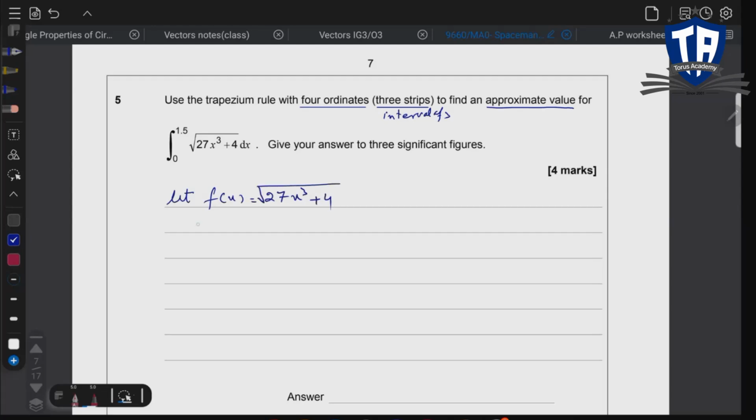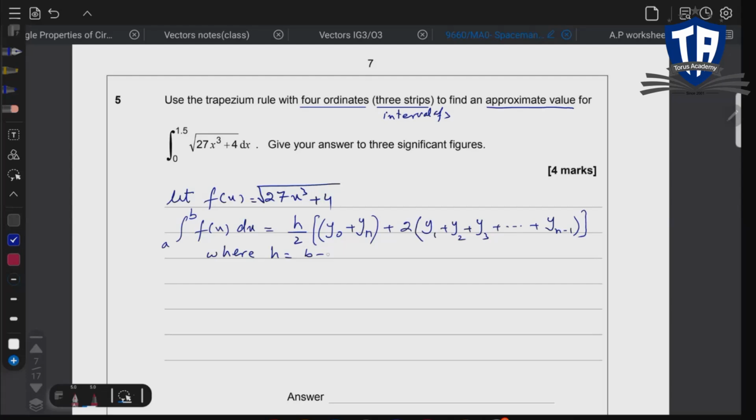Integral, and the limit is from a to b, function f of x dx, it is equal to h over 2. Here we take the values of y0 and yn, the last term, plus 2 times all the terms which lie between these two, the first and last term: y1 plus y2 plus y3 and so on up to yn minus 1, where h is equal to b minus a over n. This is the formula. Okay, let's apply this formula here.